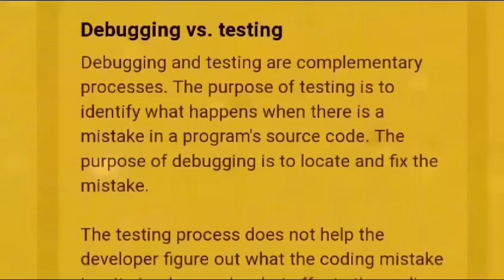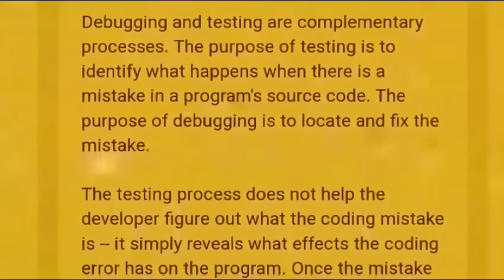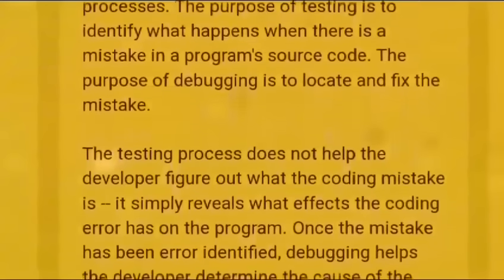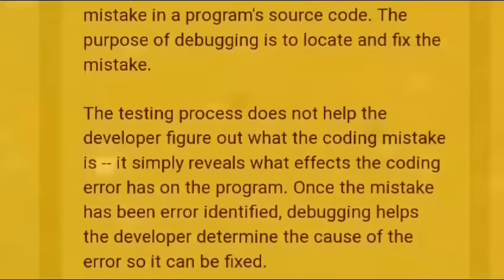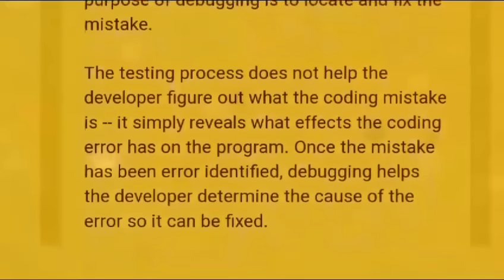The testing process does not help the developer figure out the coding mistakes. It simply reveals what effect the coding error has had on the program. Once the mistake has been identified, debugging helps the developer determine the cause of the error so it can be fixed.